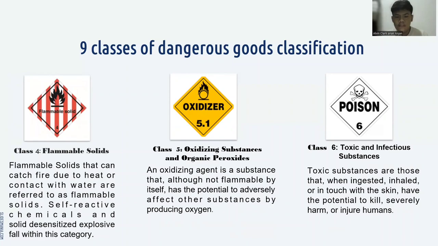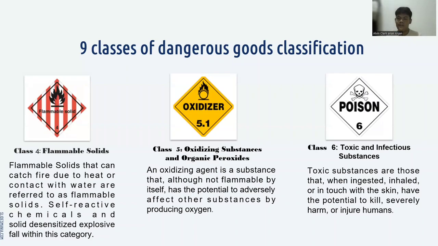Class 5 is oxidizing substance and organic peroxide. Oxidizing substances are not flammable by themselves but have the potential to facilitate the burning of other substances by producing oxygen. Class 6 is toxic and infectious substance.